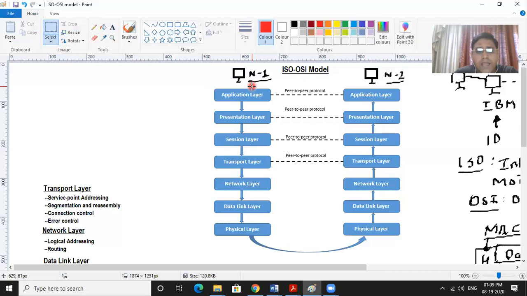We all know that we discussed that it is a layered architecture and we have 7 layers in this. Physical layer, data link layer, network layer, transport layer, then session layer, presentation, and application layer. These are the layers at each node. So this is node 1, this is computer 1, and this is node 2.